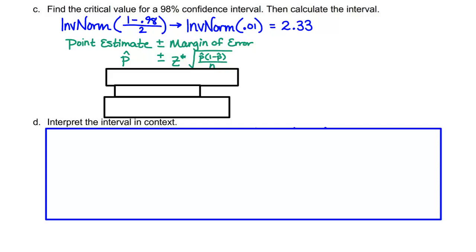Does anybody remember what that square root with the p-hats is called? Standard error, which is calculated exactly the same as standard deviation, so why don't they call it standard deviation? You have to have the true proportion to find standard deviation. We don't have the true proportion. That's the whole reason that we're doing this, is to try to figure out what that true proportion is. And so we have to use the point estimate that we found.